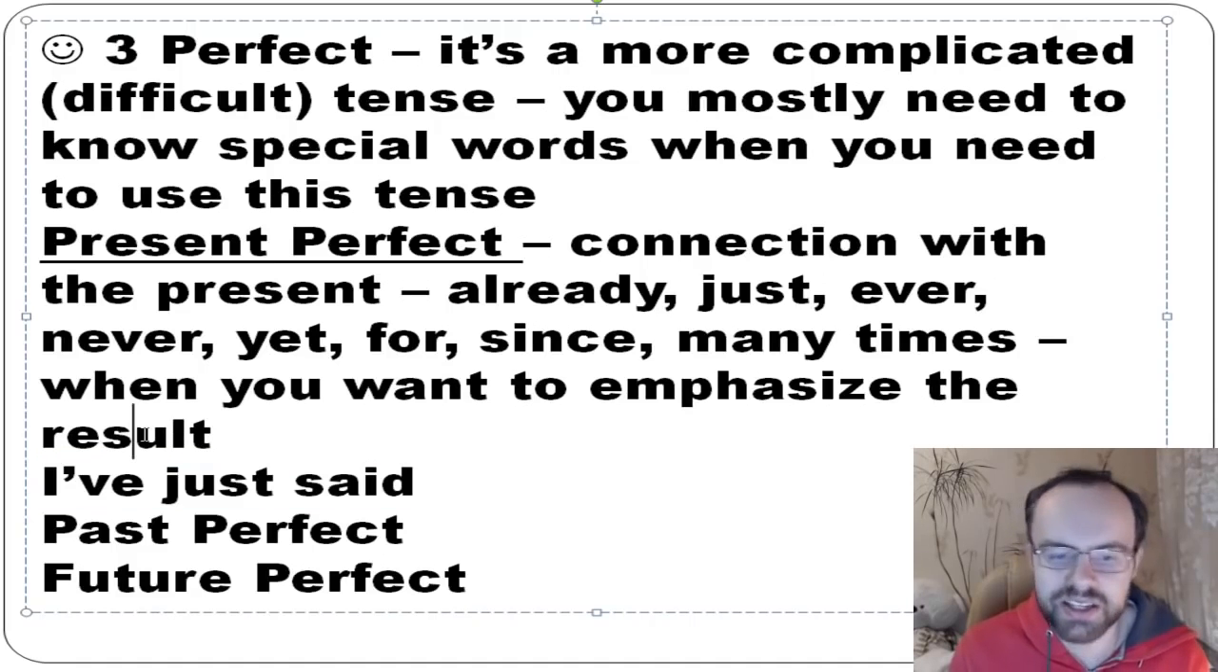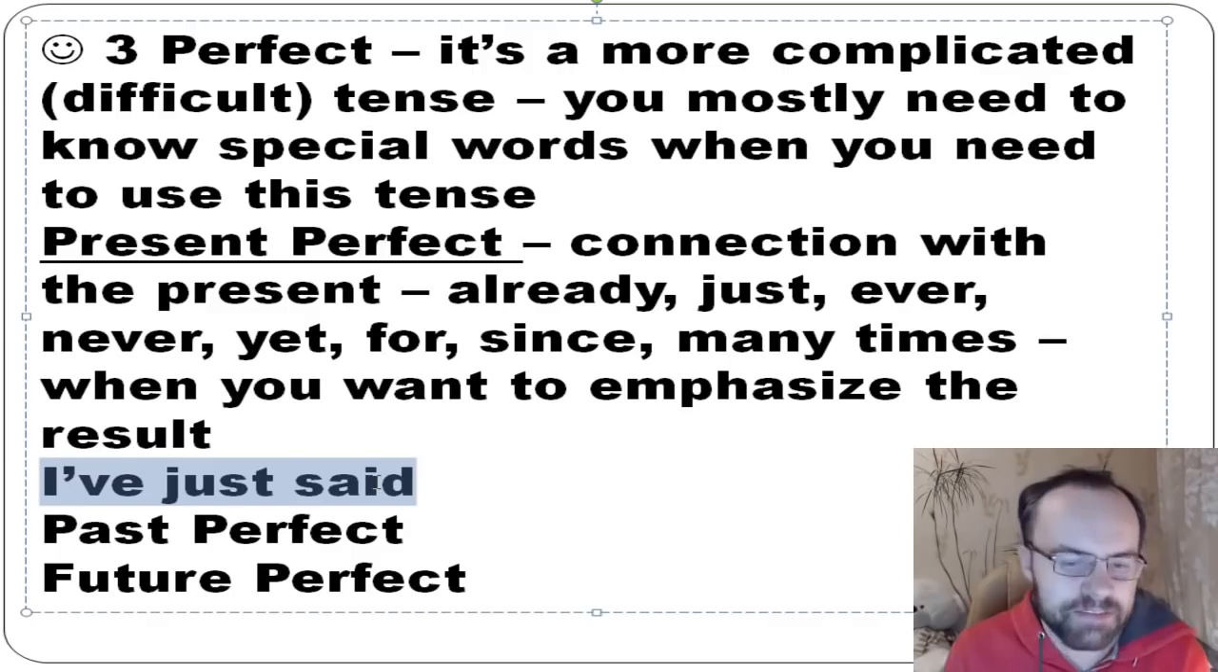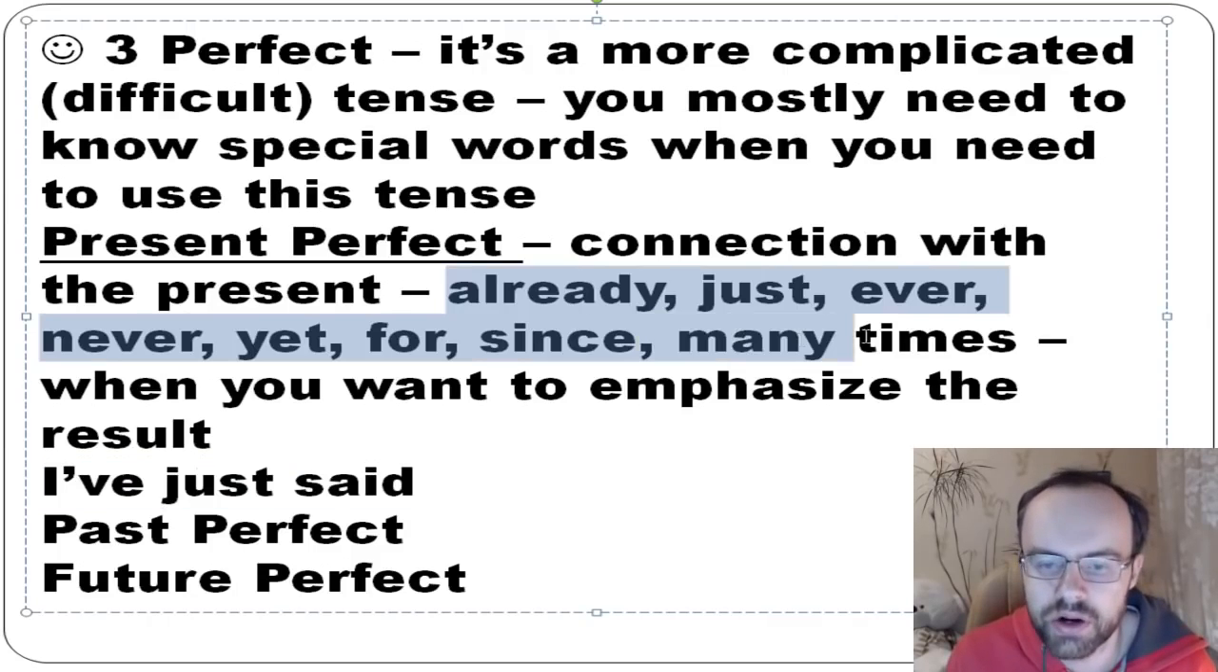Sorry, we pronounce it as result, but in fact, we spell it another way, as you see. So result. So I've said it. We can say I've said it, to show its importance, or I've just said it. So you need to know these words.